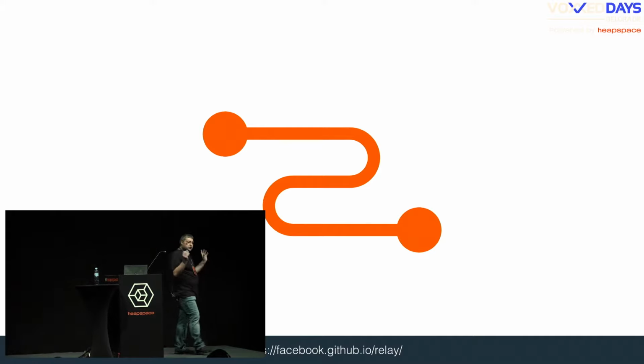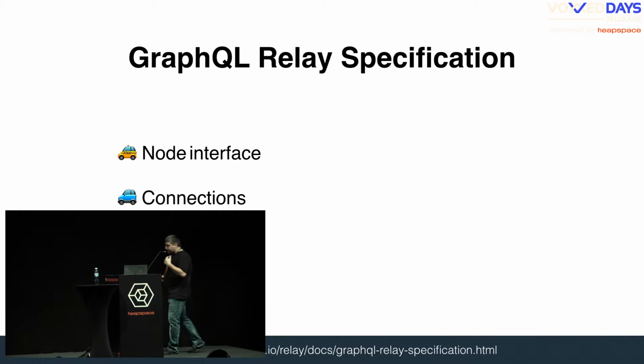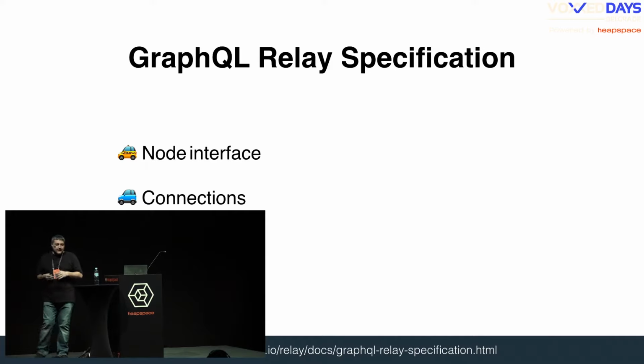And Relay is actually two things. It's a library which is comparable to Apollo, and they have a schema definition. They have the GraphQL Relay specification. That means they give you some guidelines on how you should design your schema to be compatible with their library.